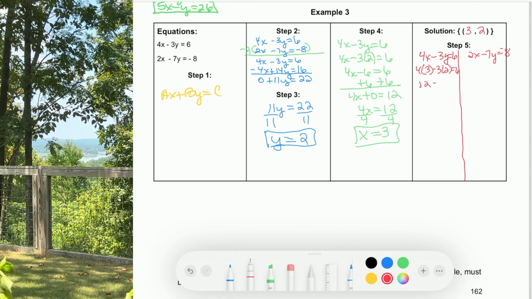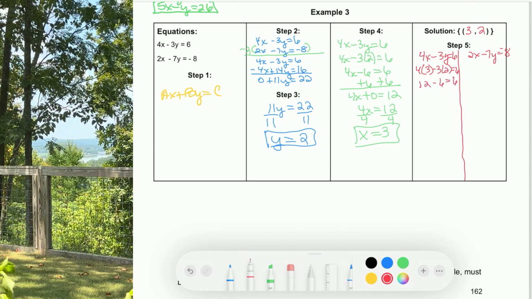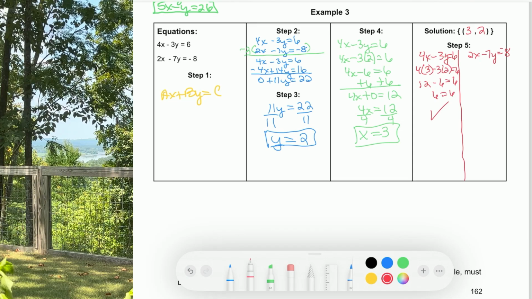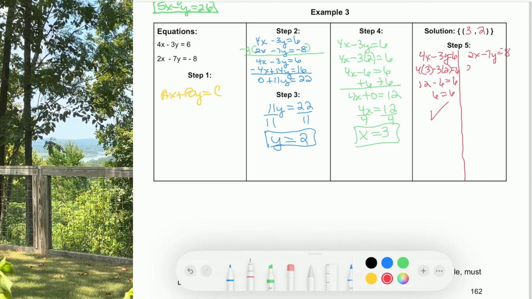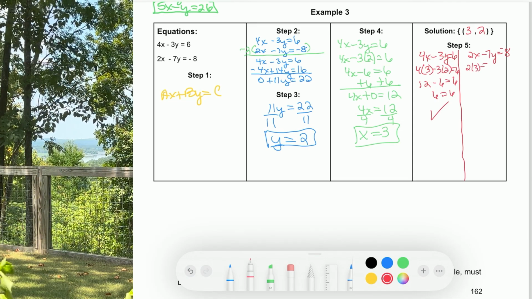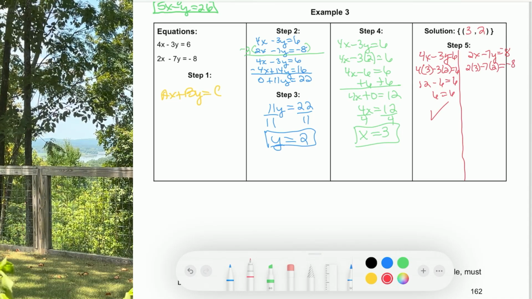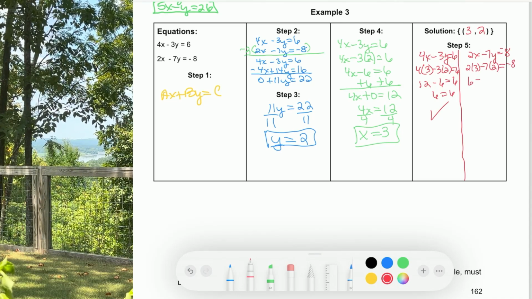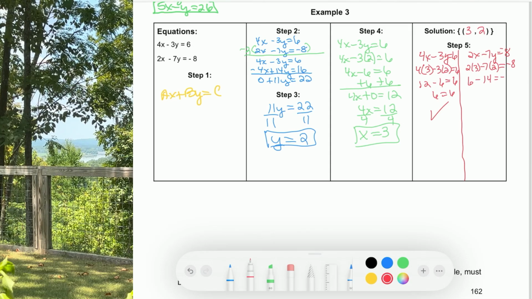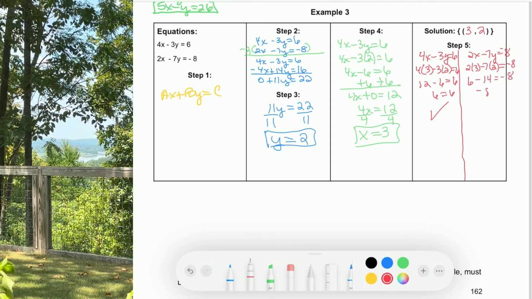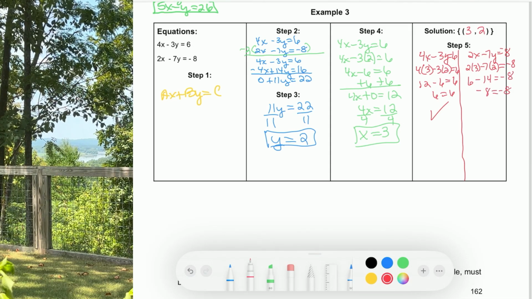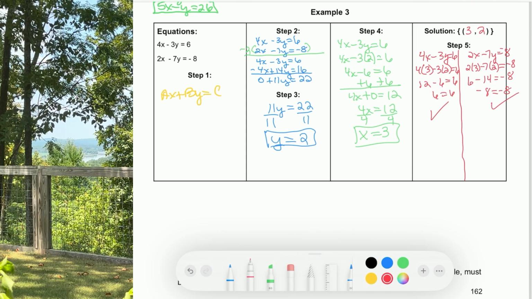I have 12 minus 6 equals 6. 6 equals 6, so yes, that one's correct. 2 times 3 minus 7 times 2 equals negative 8. I get 6 minus 14 equals negative 8. So that is negative 8 equals negative 8. And yes, we have found the correct answer.